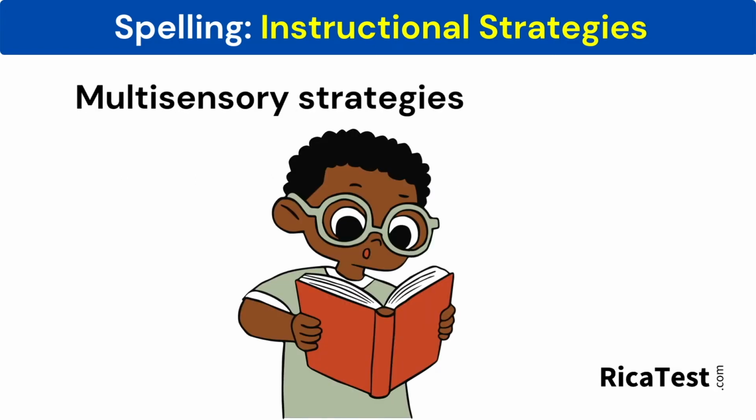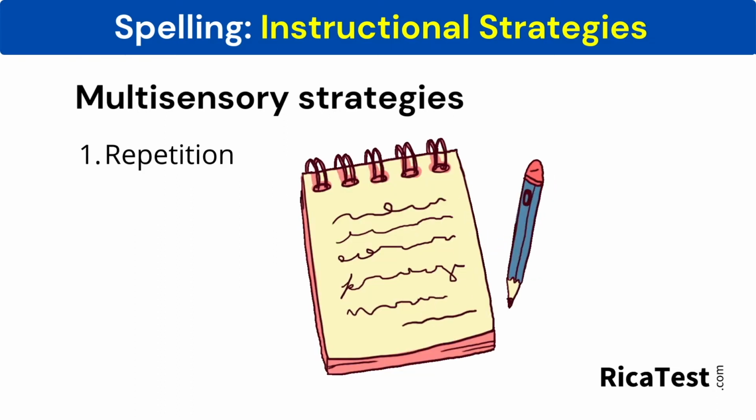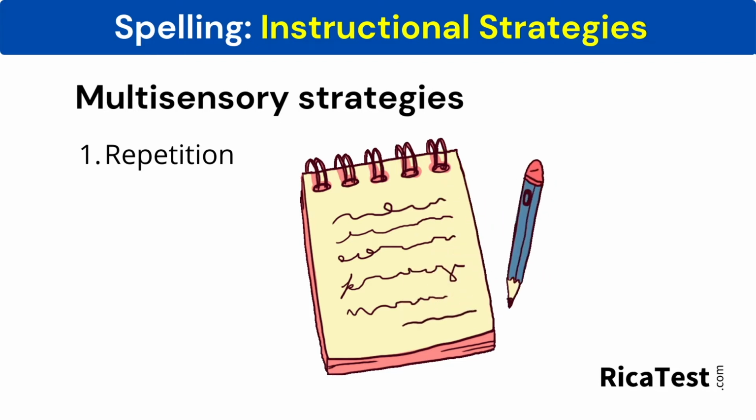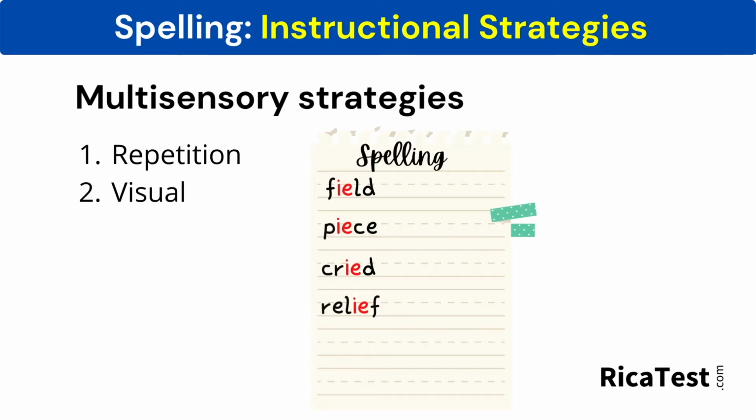Rica test scores are higher when examinees use multisensory strategies to teach. In this next set of slides, you will learn ways to use multisensory strategies to help children spell multisyllabic words. To provide a spelling lesson that will help students remember the spelling, one way is to allow the children to look at a word and write it multiple times. We call this repetition. Now, let's talk about adding the visual element of color into instruction.